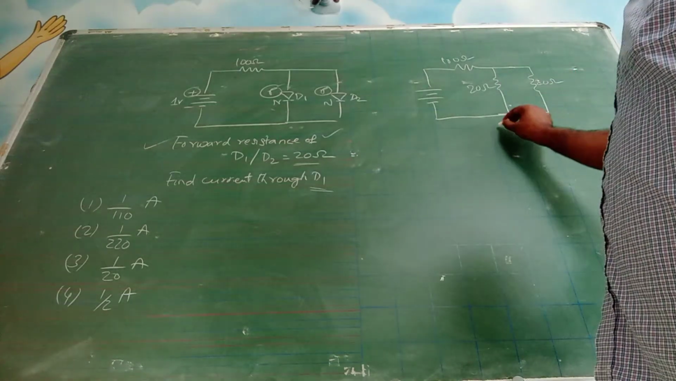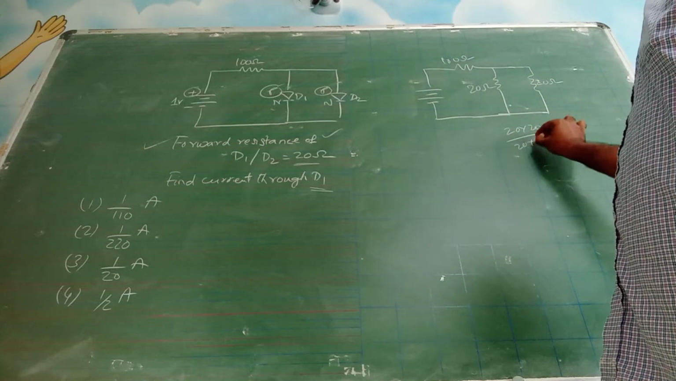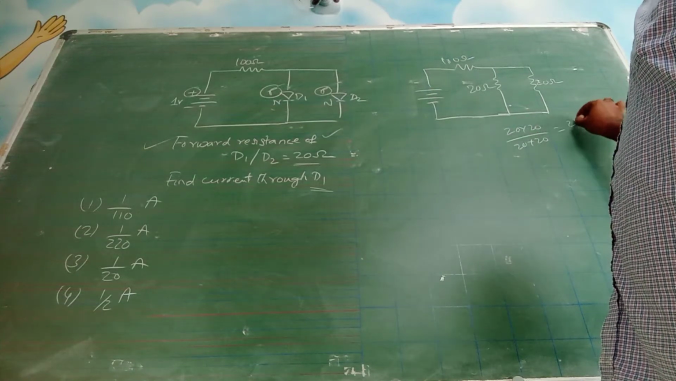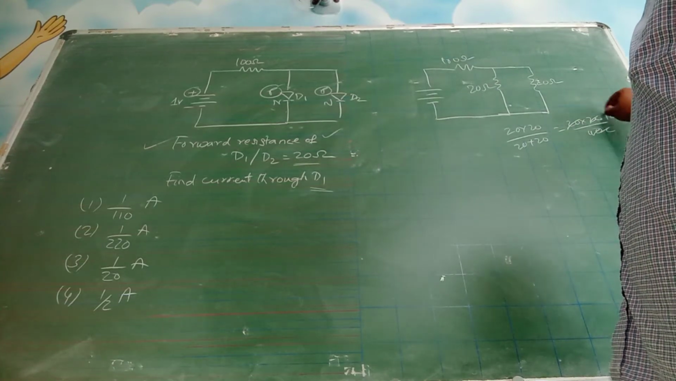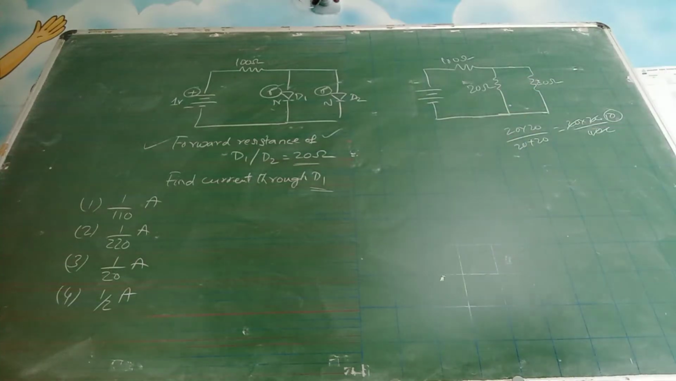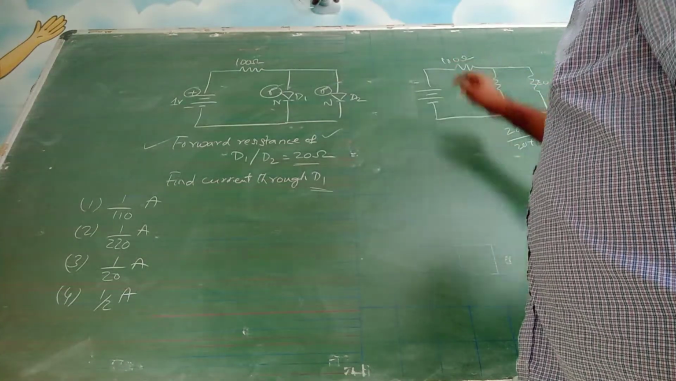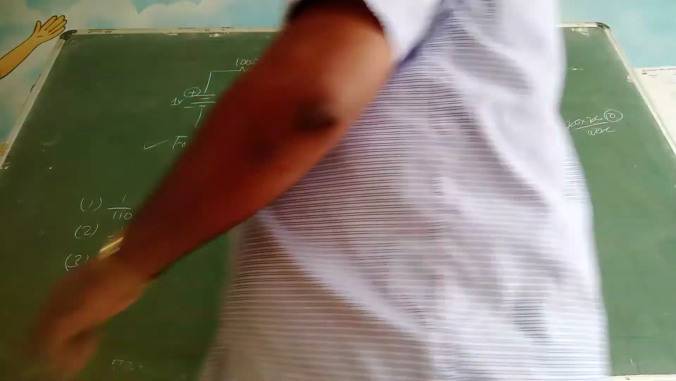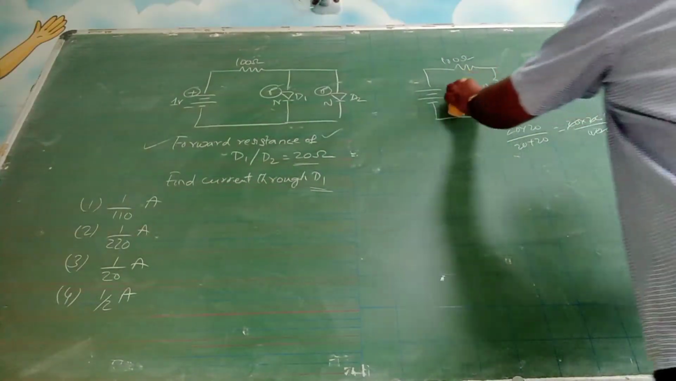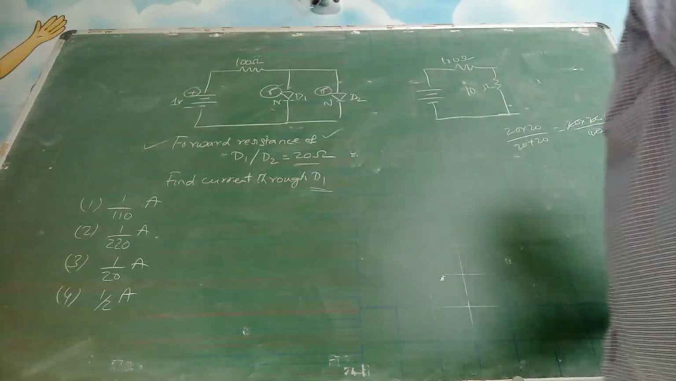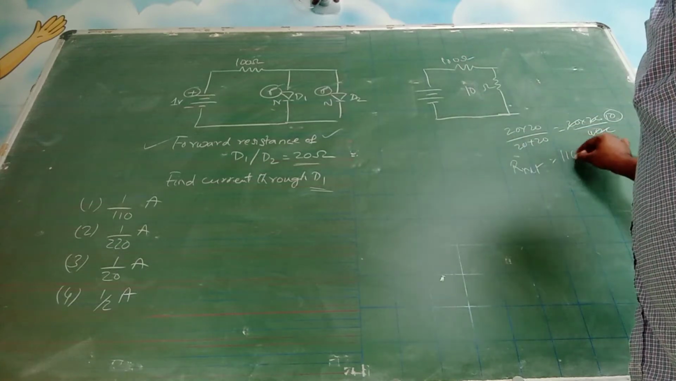So these two are in parallel. So 20 into 20 by 20 plus 20. This will become what? 20 into 20 by 40. It will become 10, isn't it? It will become half of these two. So the resulting one will be in series with this. Okay. So the resulting one, remove this 20, it will be like this now. It's 10. So R net will be equal to, these two are in series, so it is 110.